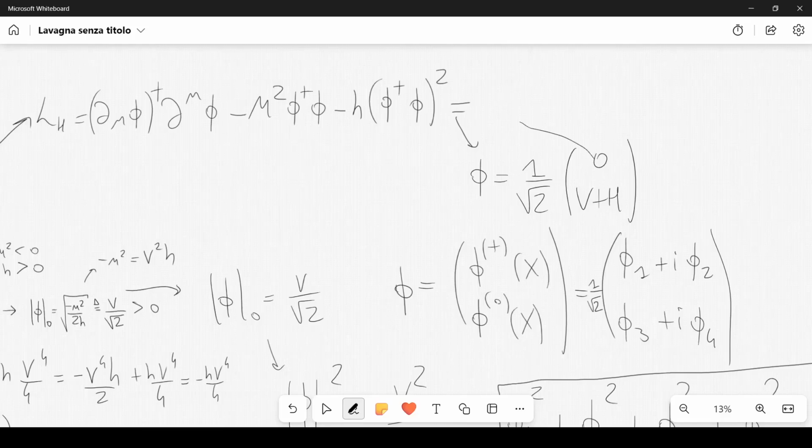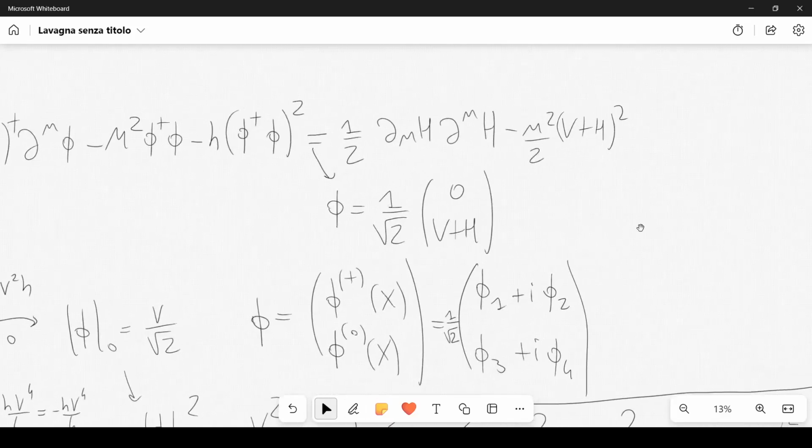Now if you put it there, you have 1/2 (∂_μ h) squared minus μ squared over 2 times (v+h) squared, and then we also have minus λ over 4, because this expression is equal to the mod of φ to the 4th, so you get a factor of 4 here, which is the square root of 2 raised to the 4th power. Then you get (v+h) to the 4th.